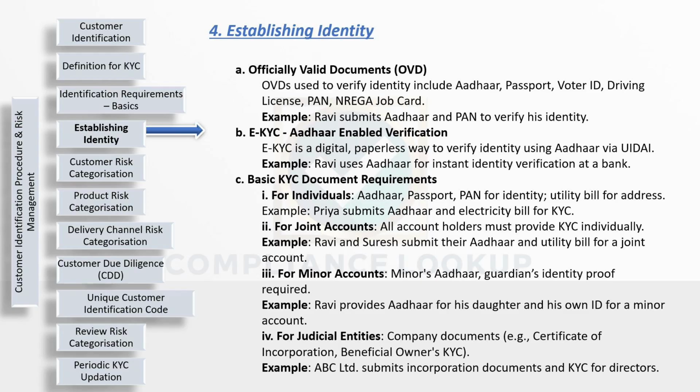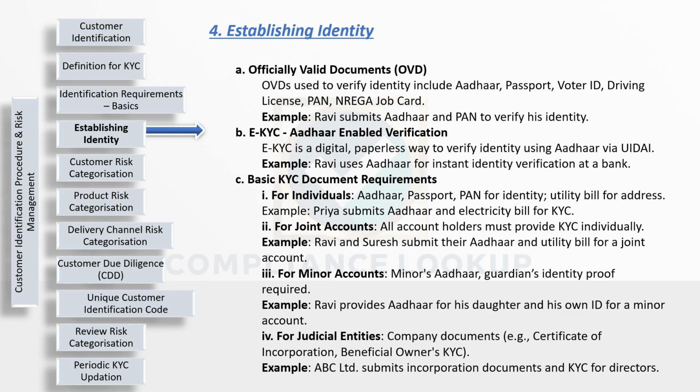C. Basic KYC document requirements. First, KYC for individuals. For individuals, the basic documents required are proof of identity (POI): Aadhaar, passport, PAN card, voter ID. Coming to proof of address (POA): utility bill, rental agreement, bank statement.